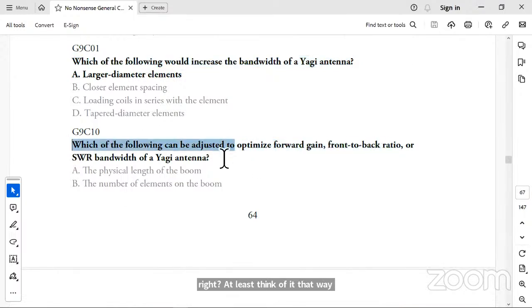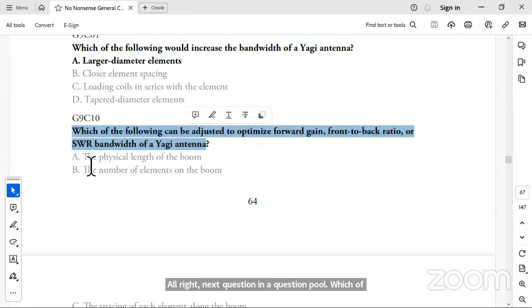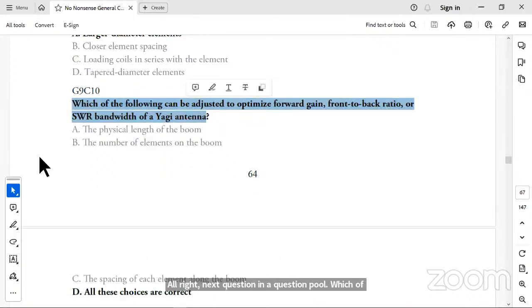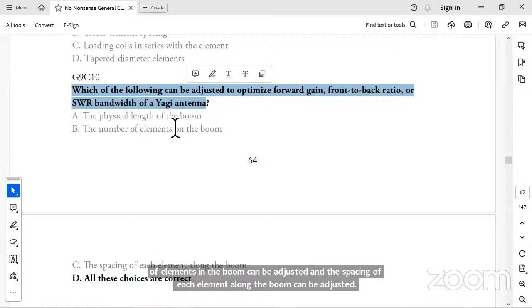All right, next question in the question pool. Which of the following can be adjusted to optimize forward gain, front to back ratio, or SWR bandwidth of a Yagi antenna? So we have A, B, and C, and all of them are correct. The physical length of the boom can be adjusted, the number of elements in the boom can be adjusted, and the spacing of each element along the boom can be adjusted. So therefore, all these three are correct.